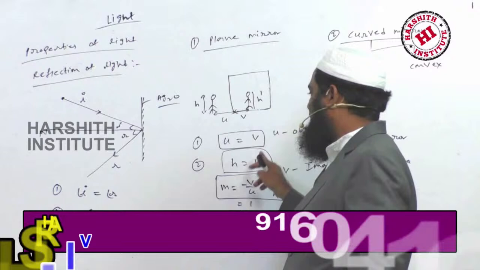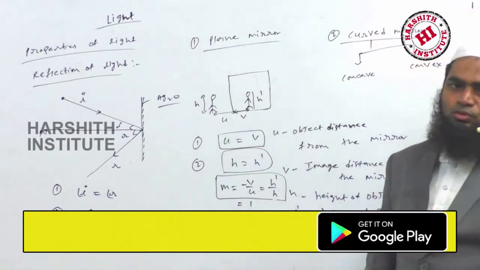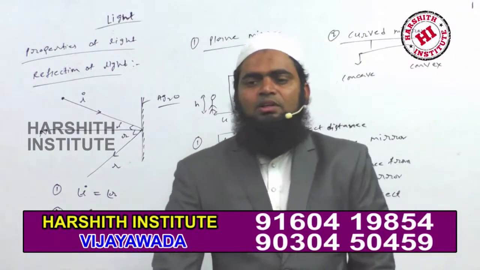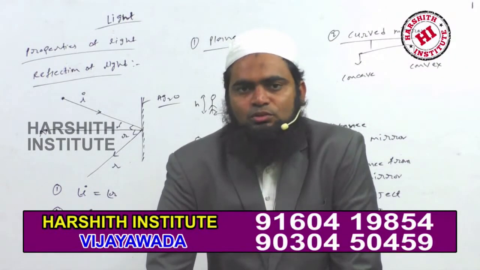In the same way, the magnification formula is M equal to minus V by U equal to H dash by H. So this will always be equal to 1 for plane mirrors. So these are some properties that take place in a plane mirror also.